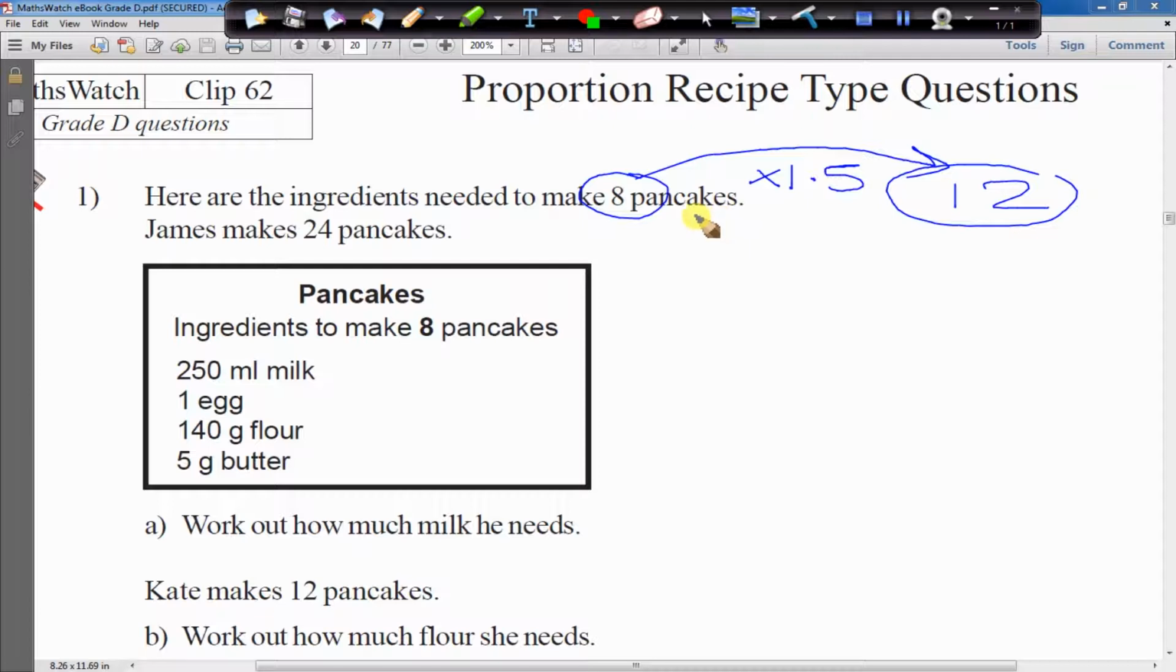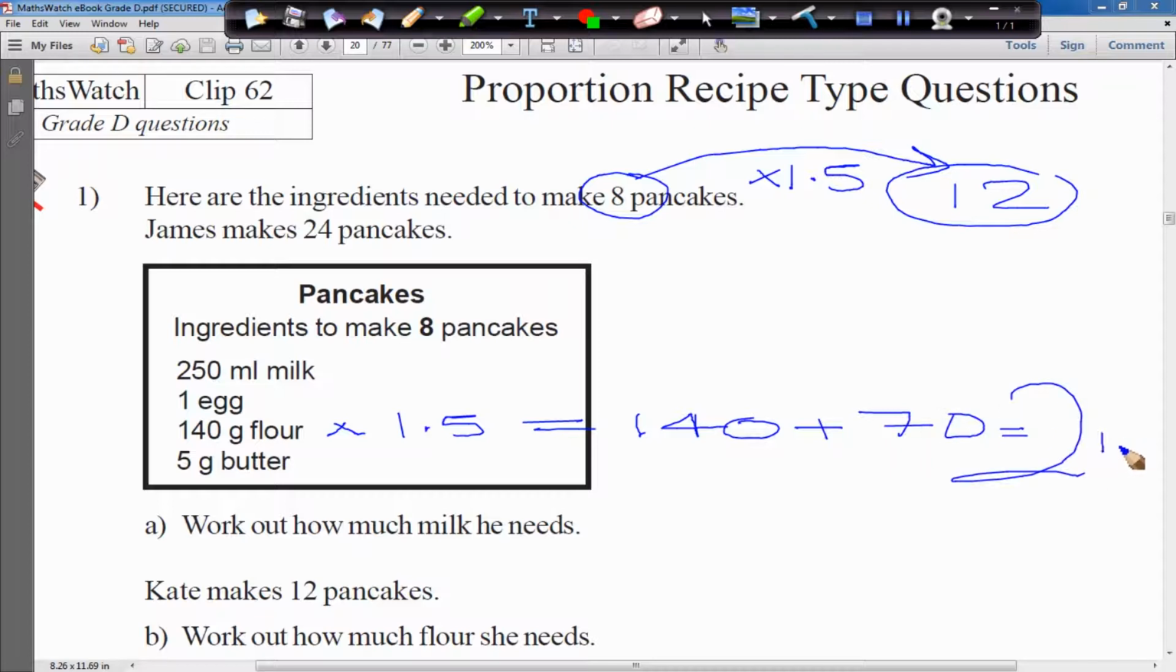So the question for part B is saying how much flour does she need? Well, the flour was 140. We're going to multiply by 1.5. So it's going to be that much plus half more. So in a sense, that's the same as saying 140 plus another half of 140. So that gives us a total of 210. So the answer is 210 grams of flour is needed for part B. Okay. Are we happy with that question number 1, folks? Yeah. Is that making sense?